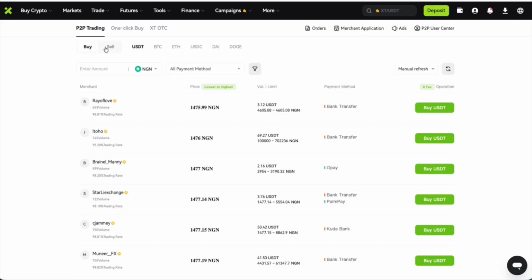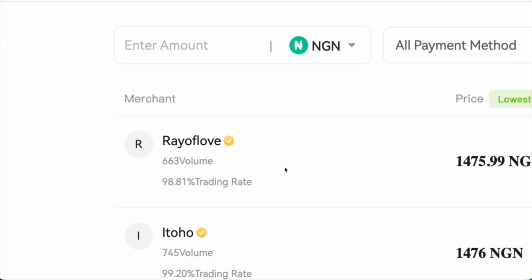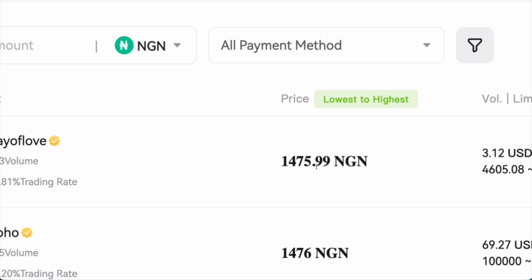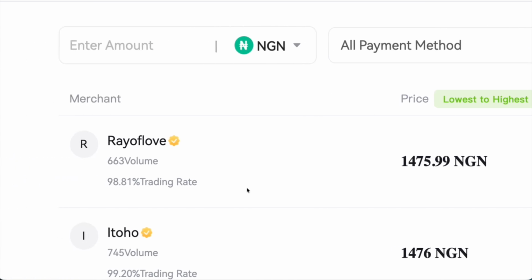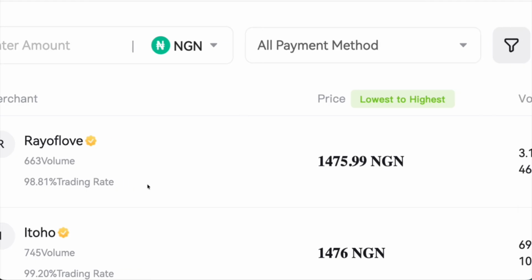And the same thing if you want to sell. Once you are here, you go to the sell tab and you can look for buyers that you can sell to. All right. Now, when I want to buy crypto, this first person here, definitely for buying, this person's price will be cheaper. So if I want to buy from this person, you can see this person has done over 663 volume, and then his trading rate is about 98.8%, which is a good one.